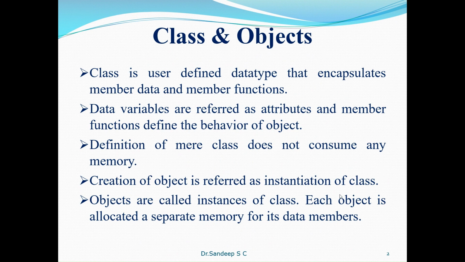Data variables are referred to as attributes of the object, and member functions define the behavior of the object. Attributes are basically a property associated with the object, which we define in terms of data variables. They are also called data members.